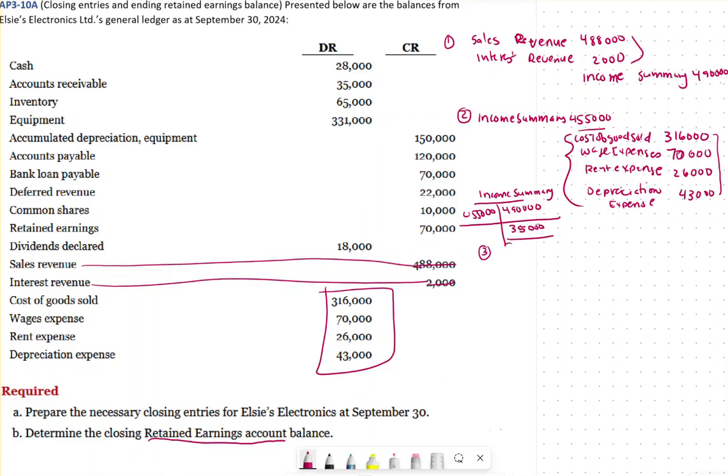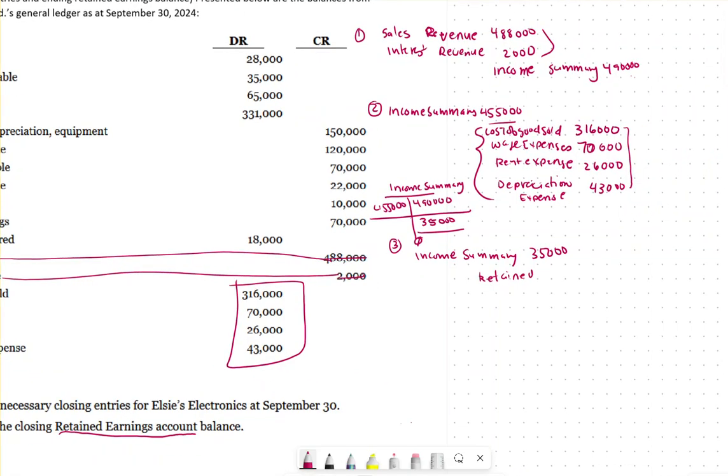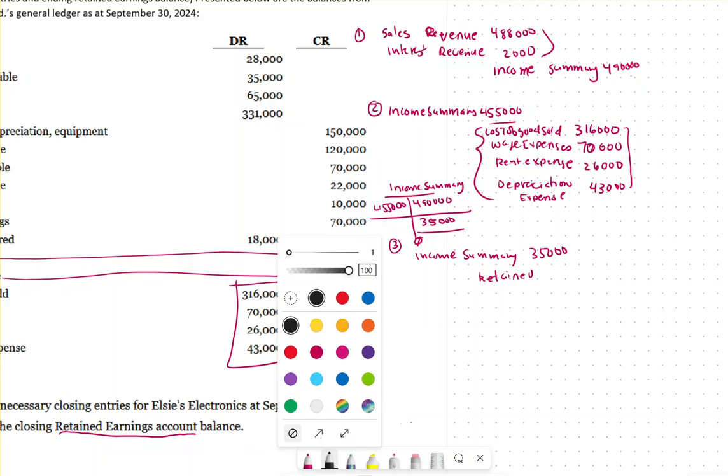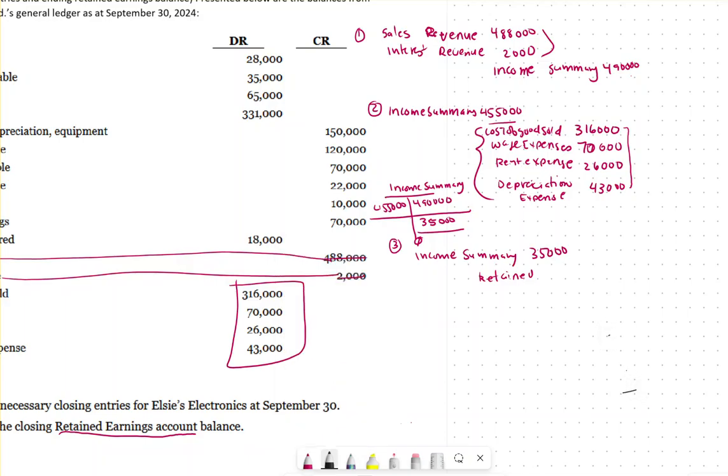In order for me to close this account, I will have to debit the income summary, and that is my 35,000. In other words, I wanted to put a net income. Net income will increase your retained earnings, and that's what I'm trying to do, is to retained earnings, and that is a credit balance. We have to put a credit through, and that is my retained earnings.